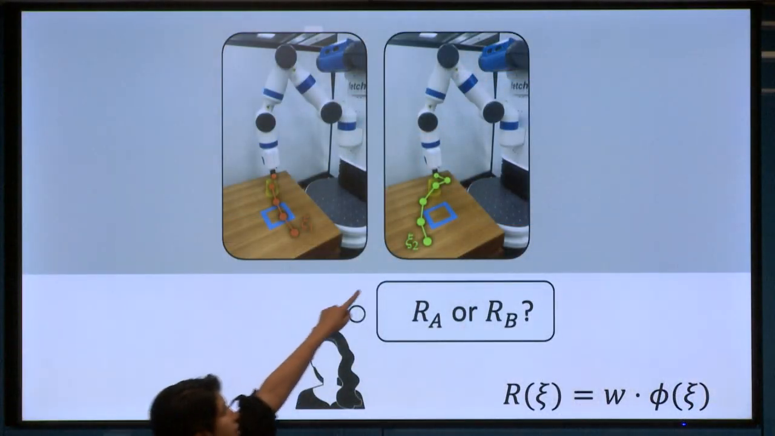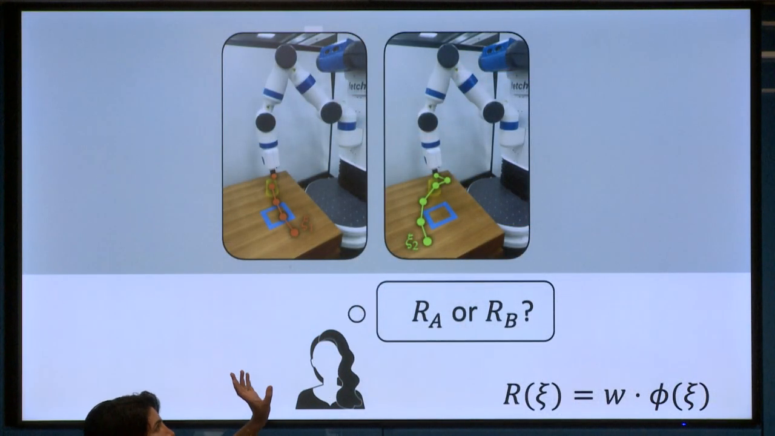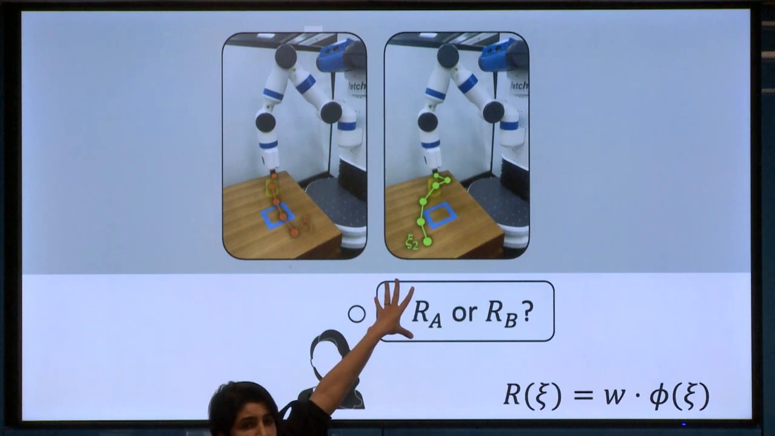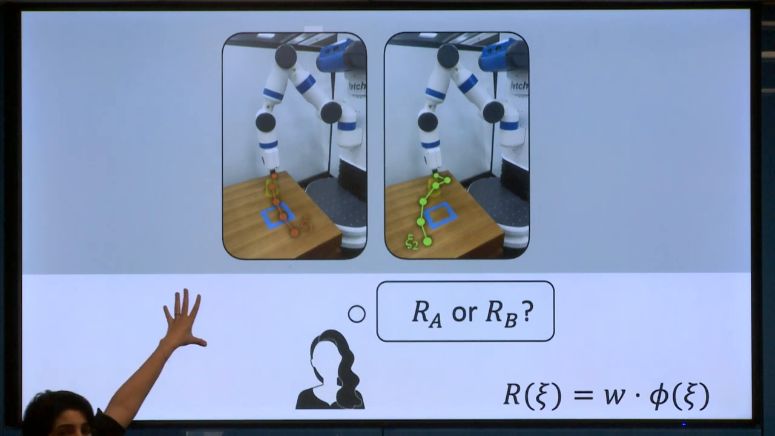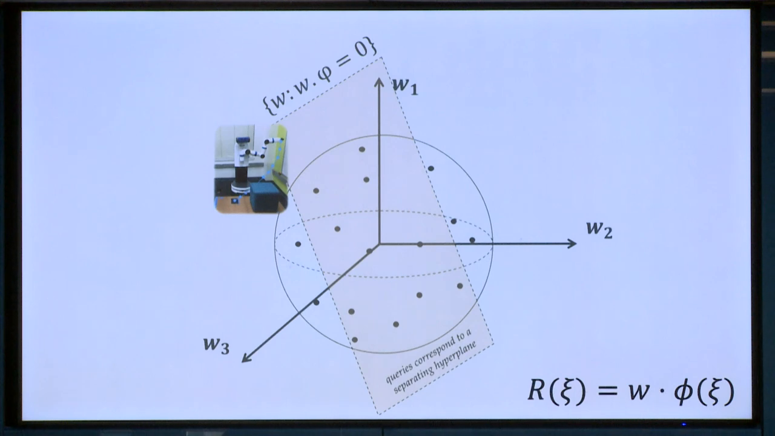So when I ask this question, do you like A or do you like B, what that tells me is that if the person tells me, well, I like this one over this one, that tells me that the reward function over this trajectory is higher than the reward function over this other trajectory.